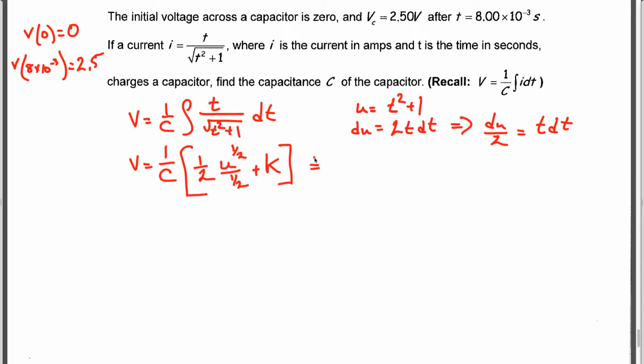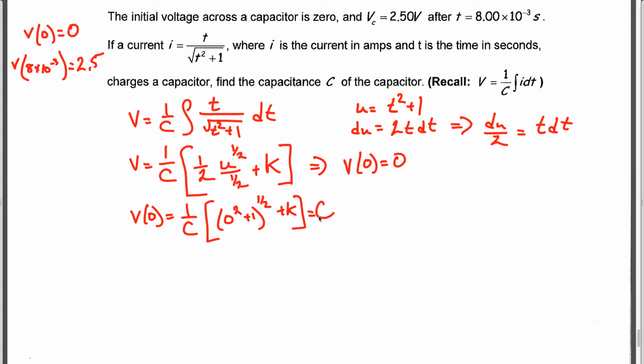And then we're going to say, well, we know that v of 0 is equal to 0, so v of 0 equals 1 over c. Half and half here cancel, so we end up with t squared, or 0 squared, plus 1 to the half plus k. And that's going to equal 0. So now we can go ahead and solve that for k, and I'll just go quickly. That's k equal minus 1, which tells me that v is 1 over c times t squared plus 1 to the power of a half, minus 1.